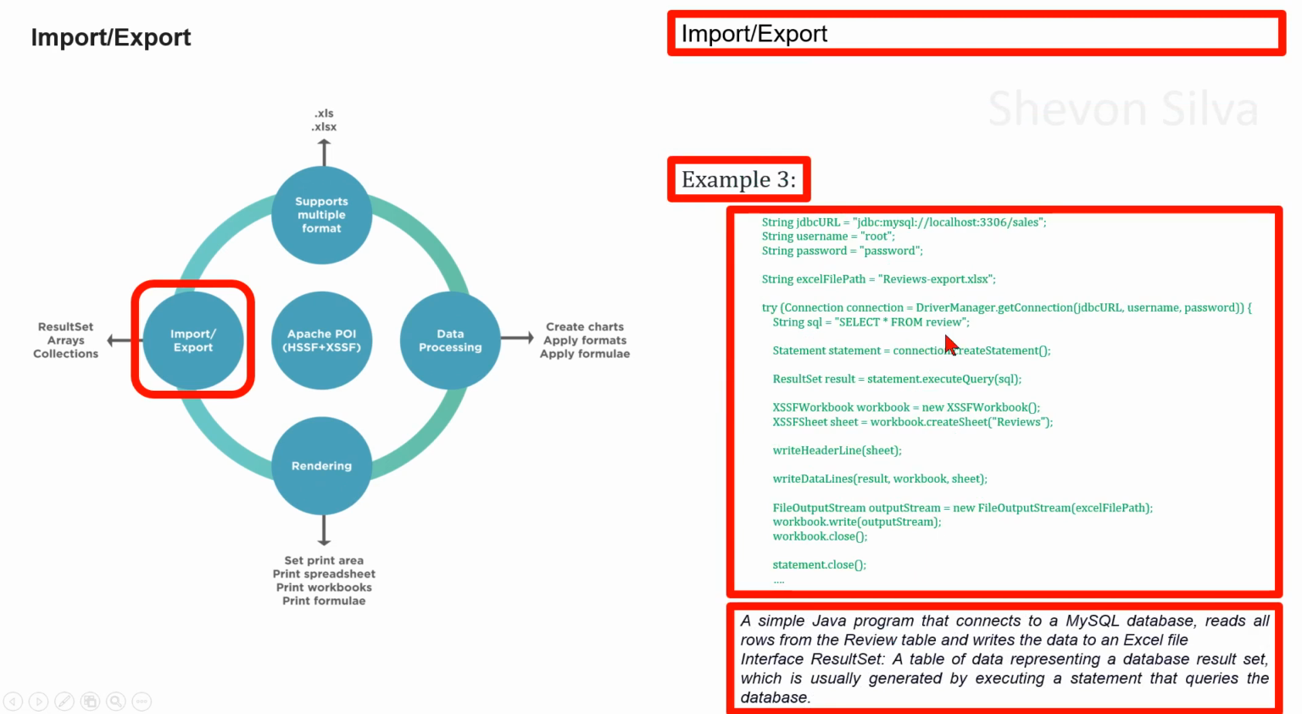As an example 3, we can consider this one, a simple Java program that connects to a MySQL database. Read all rows from the review table, and writes the data to an Excel file. Here you can see the interface ResultSet: a table of data representing a database result set, which is usually generated by executing a statement that queries the database.